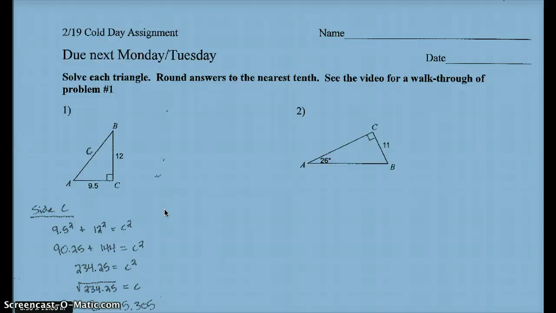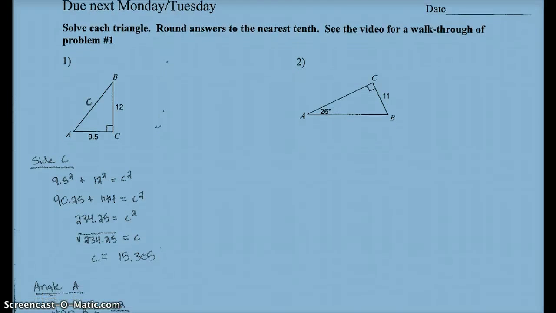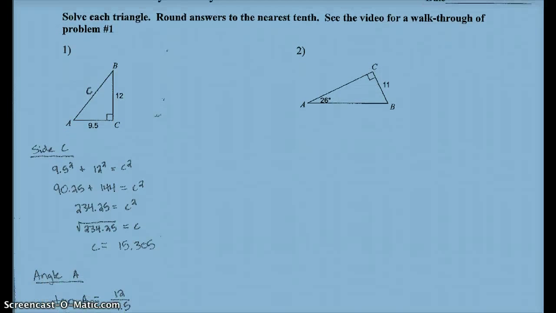Once I've found that third side, what I have to find next is angle A and angle B. Those are the last two remaining parts of this triangle. To find angle B, actually to find angle A, it's important to think about what we were given here. We're given the length of two sides. We have 9.5 and 12. And so if I think about my trig functions, I want to use the trig function that incorporates both legs, both the opposite side and the adjacent side, which means I'm going to use tangent.